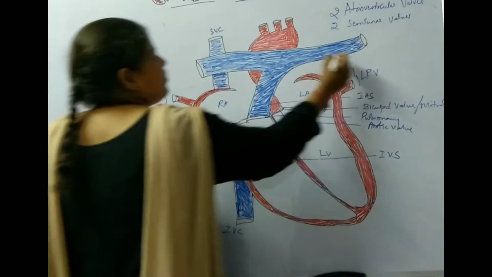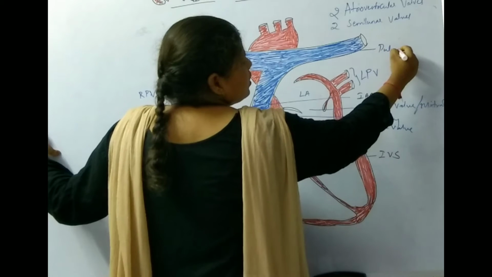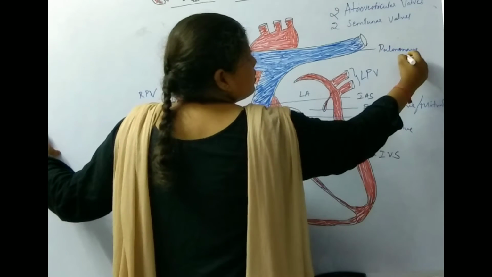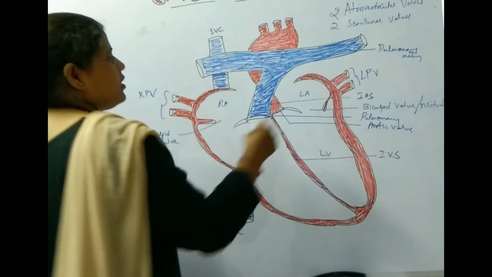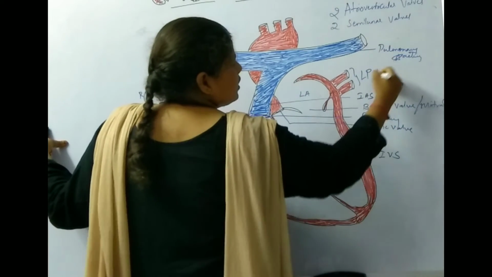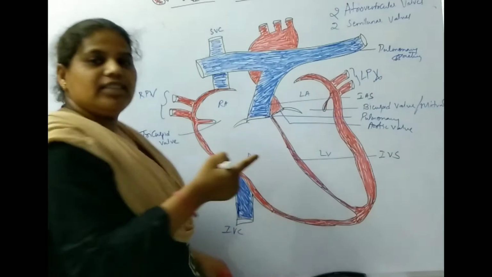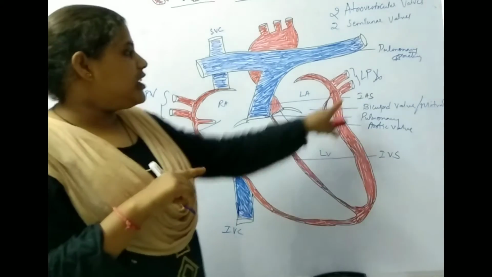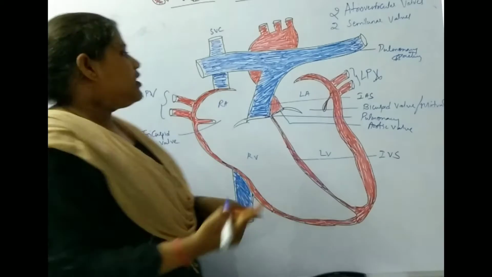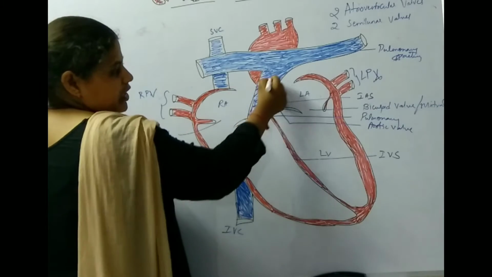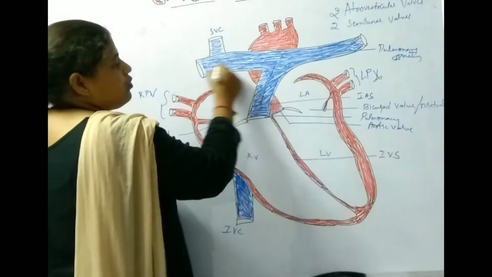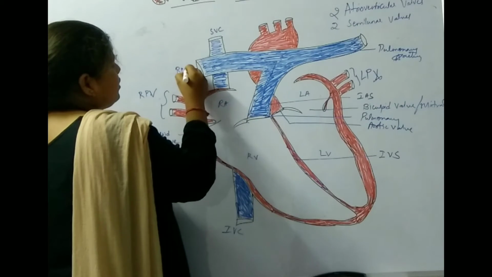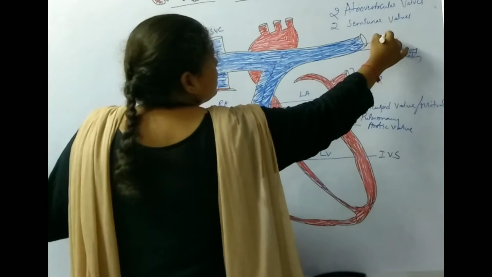a pulmonary artery, which is carrying the deoxygenated blood. This is very important, as here the artery is carrying the deoxygenated blood and the vein is carrying the oxygenated blood. This is the pulmonary trunk, which divides to form a right pulmonary artery and a left pulmonary artery.